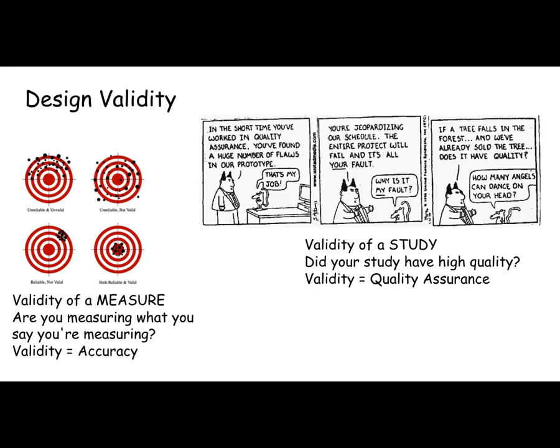And both of these problems are issues with what we call design validity. We've talked about the validity of an individual outcome measure, and when we're talking about validity of an outcome measure, we're talking about, are we accurately measuring what we think we're measuring? For the validity of a study, here we're talking about quality assurance. Is the study measuring what we think the study is measuring or proving what we think the study is proving. It comes down to a matter of quality assurance.